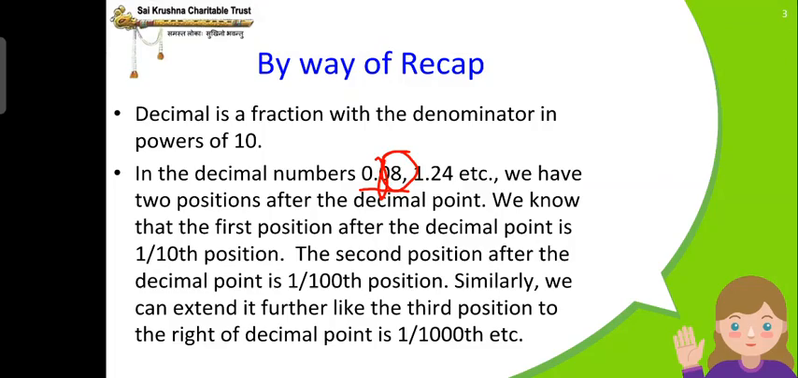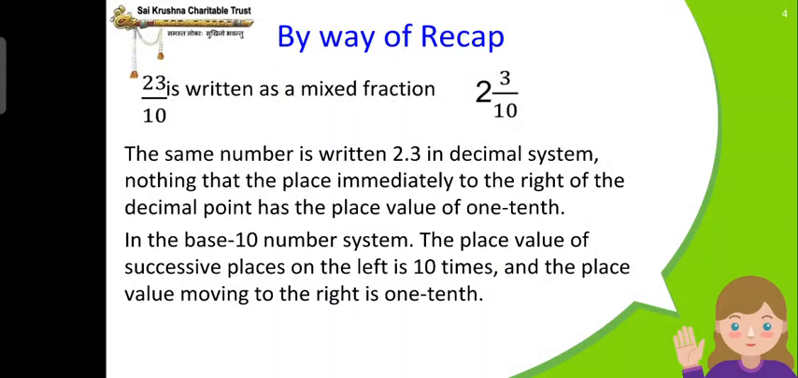Okay. So, by way of recap, 23/10 is written as a mixed fraction. We know, right, the conversion from improper to mixed and mixed to improper. So, 23/10 is an improper fraction and we are going to convert it into a mixed fraction. And how are we going to convert? As we already know, 10 twos is 20, 20 plus 3 is 23/10. Yes or no? The same number is written 2.3 in the decimal system.